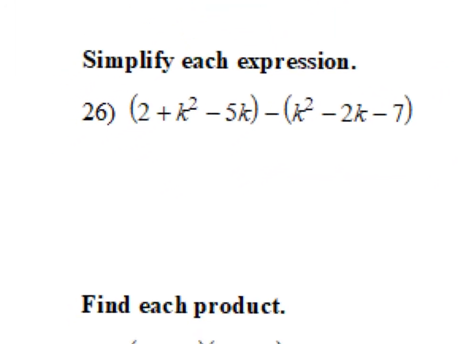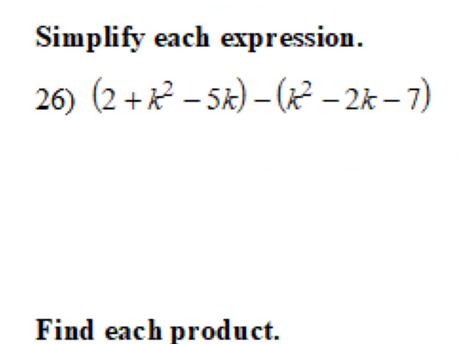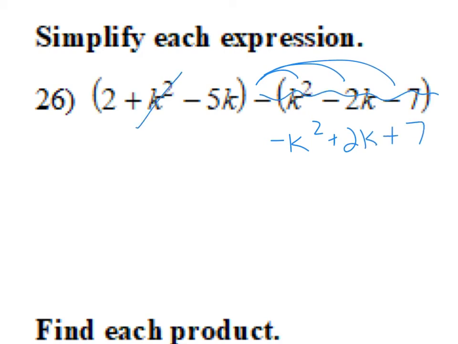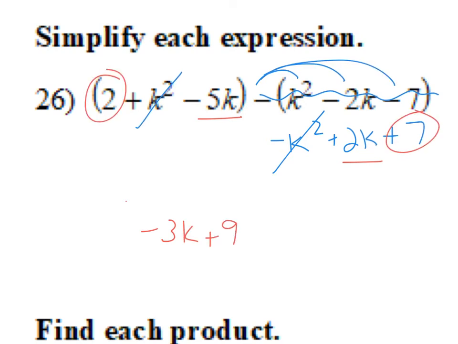Okay, 26, we're going to subtract. So when we're subtracting, remember we're going to distribute that negative through. So I get negative k squared, a positive 2k, and a plus 7. Now throw that out. The k squareds in this case will cancel. So now I'm looking at negative 5k and 2k for negative 3k. 2 plus 7 is 9.